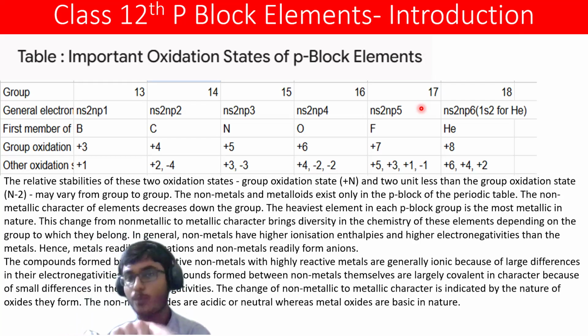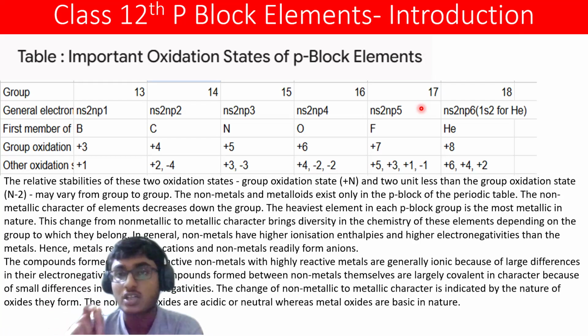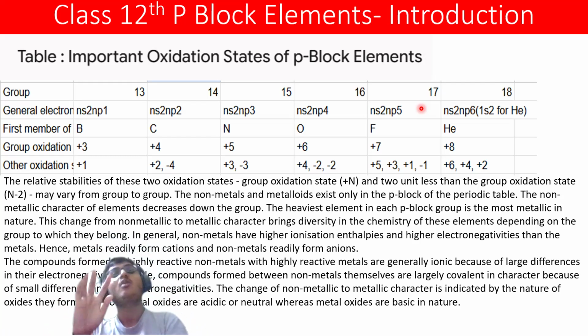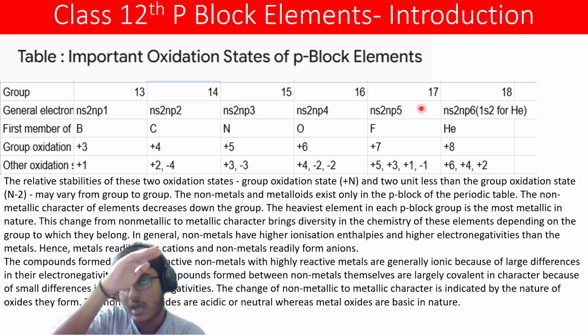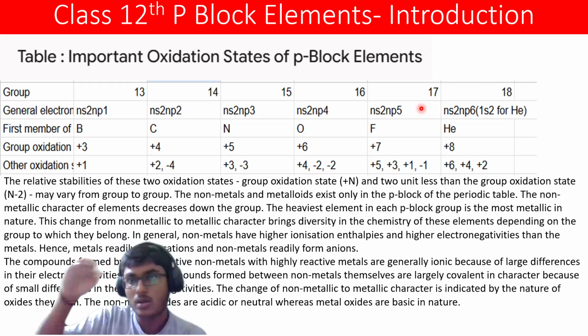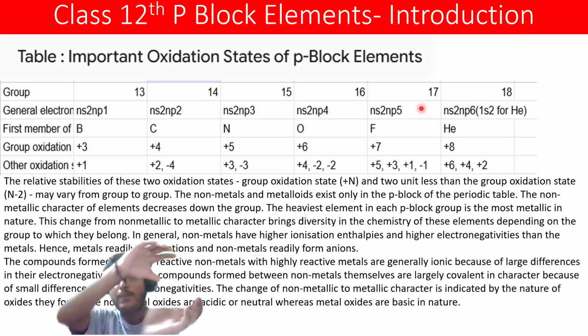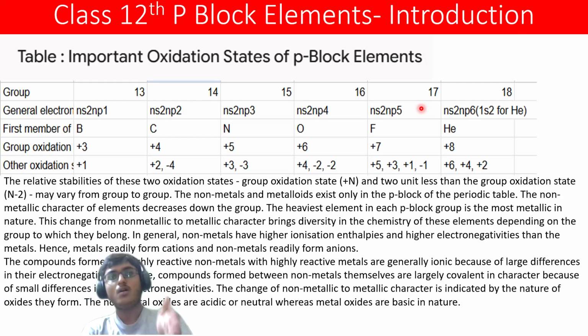Let me tell you one more point over here. The non-metals and metalloids exist only in the p block of the periodic table. Non-metals and metalloids are there only in the p block. So the non-metallic character of elements decreases down the group. This is the period, this is the group. So it decreases down the group.